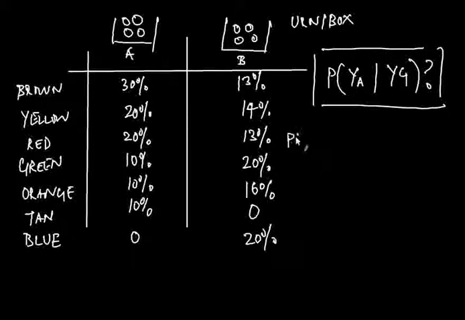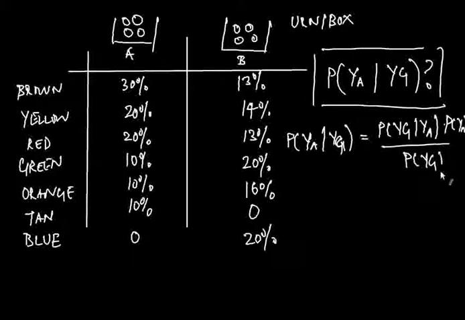So this probability expression would simply be the probability of YG given YA into the probability of YA, divided by the probability of YG. The probability of YG is the probability of drawing a yellow and a green ball eventually, and this is the probability of drawing a yellow and a green ball given that the yellow ball came from A, and this is simply the probability of drawing a yellow ball from A.